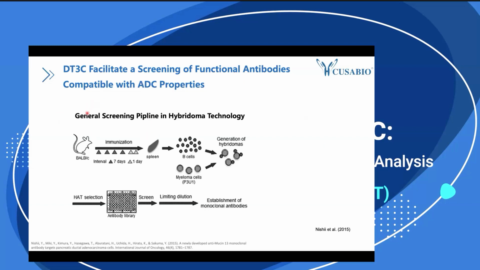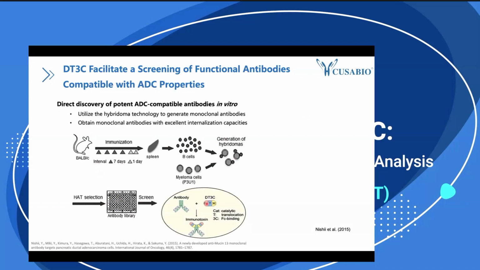You may be very familiar with this screening pipeline with the hybridoma technology. Basically, you do the immunization with the mice. Then you have the hybridoma library constructed. After several rounds of the screening process, you perform different dilutions, then you will get a very excellent functional antibody. But with the DT3C, you can even do more. You not only get a functional antibody, but you also get functional antibodies compatible with the ADC properties.